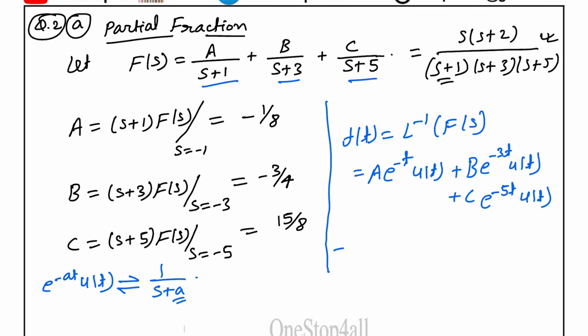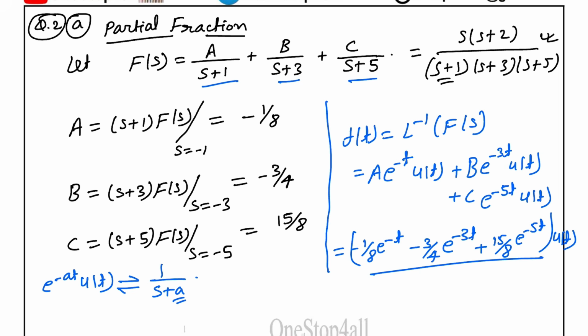So now we will put in the values of A, B, C. The A value is 1 by 8, so it will be 1 by 8 e to the power minus t, minus 3 by 4 e to the power minus 3t, plus 15 by 8 into e to the power minus 5t, whole bracket u(t). So this will be your answer, simple. This is the inverse Laplace of the given equation.